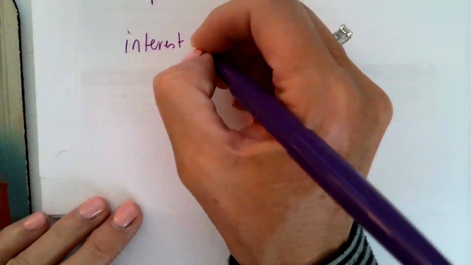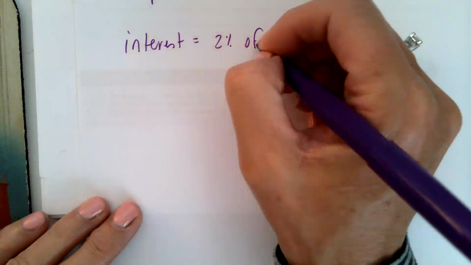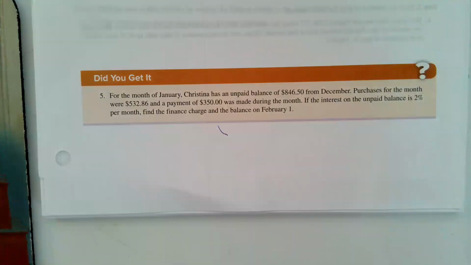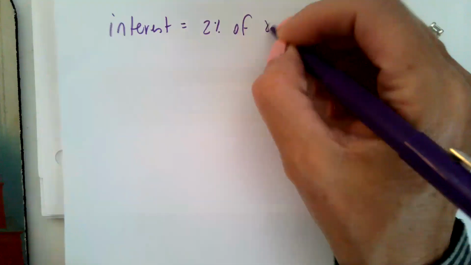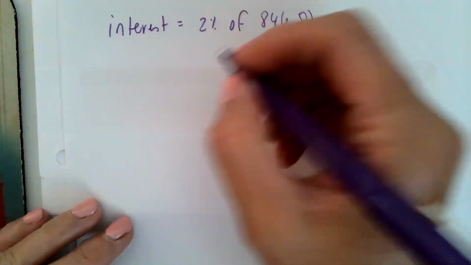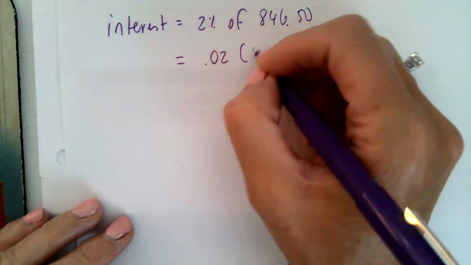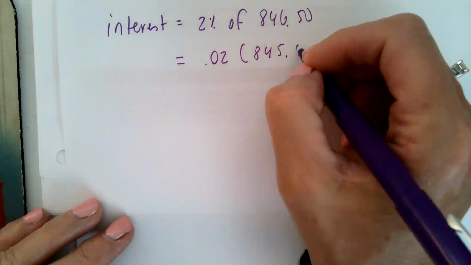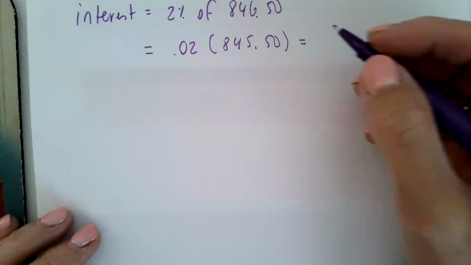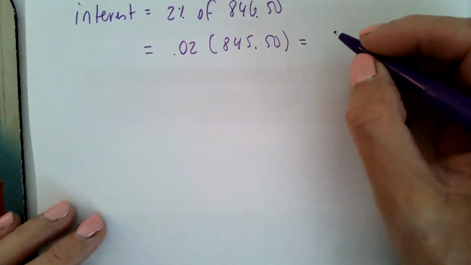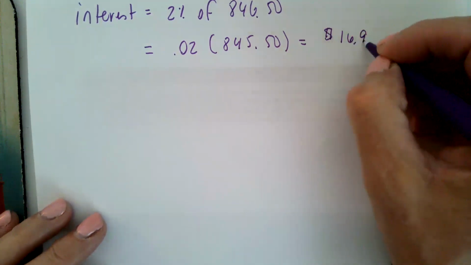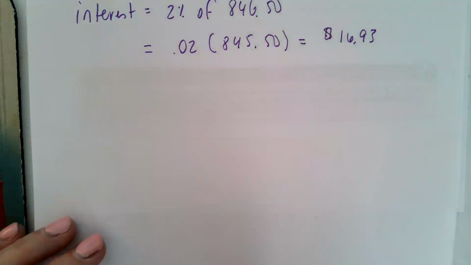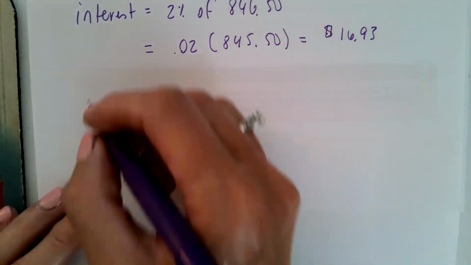find the interest. So the interest is going to be 2% of the unpaid balance when she started January, and that was $846.50. So that's going to be 0.02 times 846.50. And if you multiply that in decimals, you're going to get $16.93.